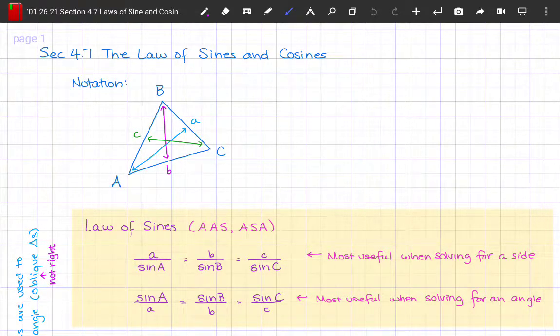So today we're going to talk about the law of sines and cosines. Now I'm assuming that you guys have seen this before already, and so I'm not going to derive the formulas. This video is just focused on how to use the formulas. What are they and how do we use them?